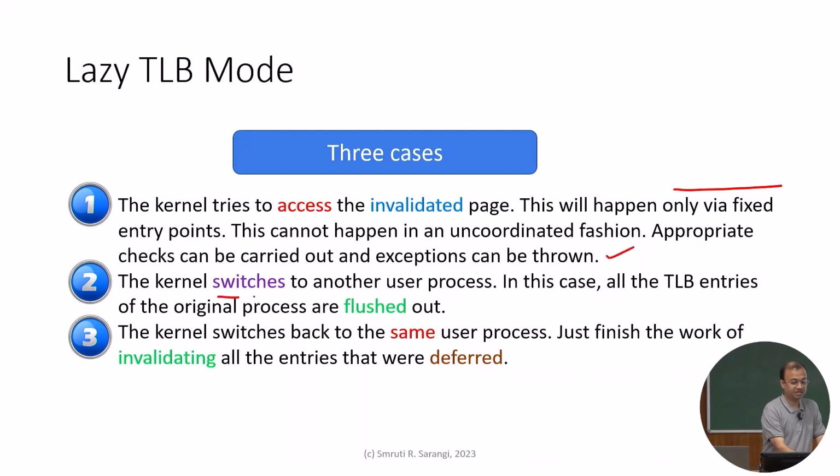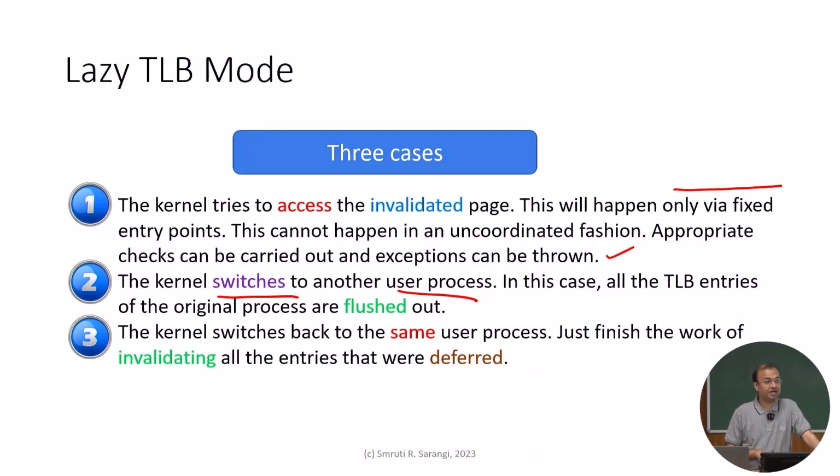The other case is if the kernel switches to another user process. In this case, in any way, all the pages of the original process are flushed out, which means the invalidated page will also get flushed out. See, everything is going, why should I do it separately? Let it all go together. What's the issue?